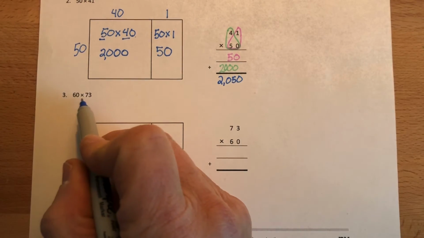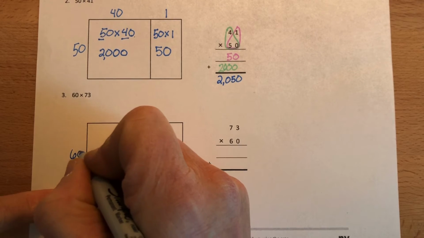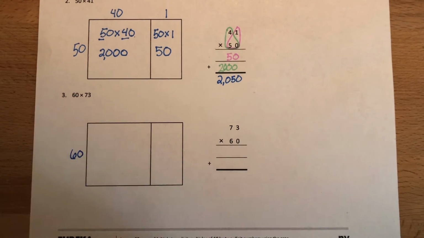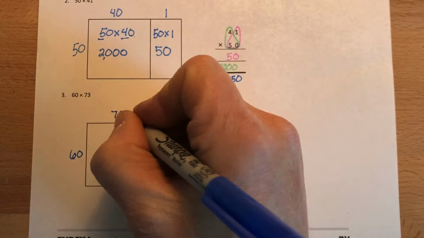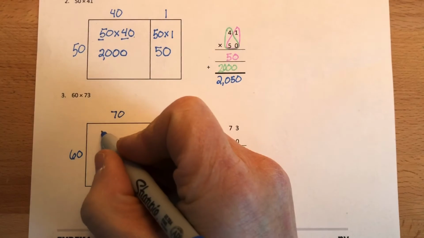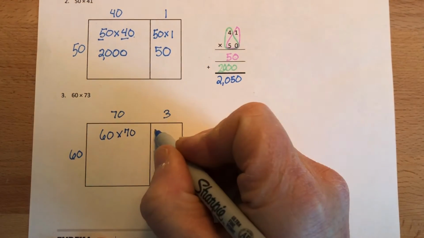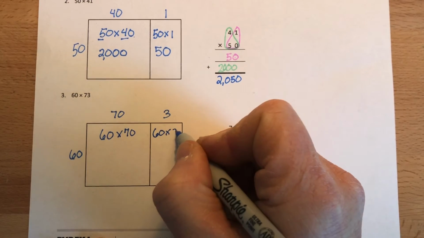So this is 60 rows of 73. The rows always go here, so that's 60. And then I take my 73 and break it so I have a nice even 10, so that ends up being 70 and 3. Okay? Now my multiplication problem here is 60 times 70, and over here is 60 times 3.